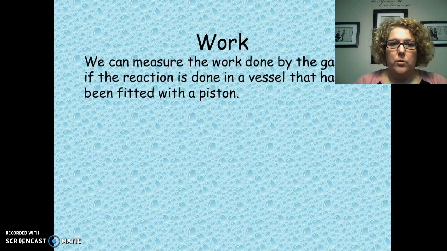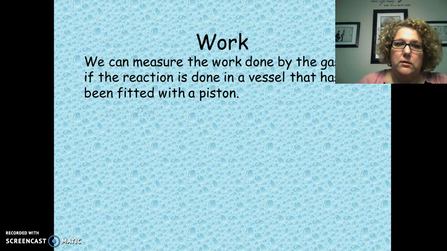All right, so we can measure the work done by a gas if the reaction is done in a vessel that isn't an open container. If it is in an open container, then the gas is just going to bubble away, and we can't really determine much about it. But if it's done in a closed vessel that is fitted with a piston, like we've been dealing with for a while now with the gas law unit and such, we can actually calculate the work.